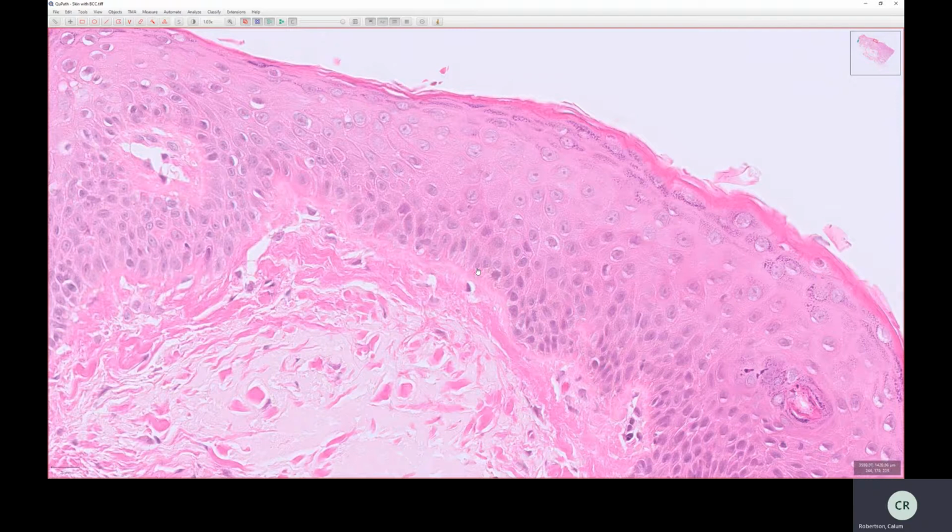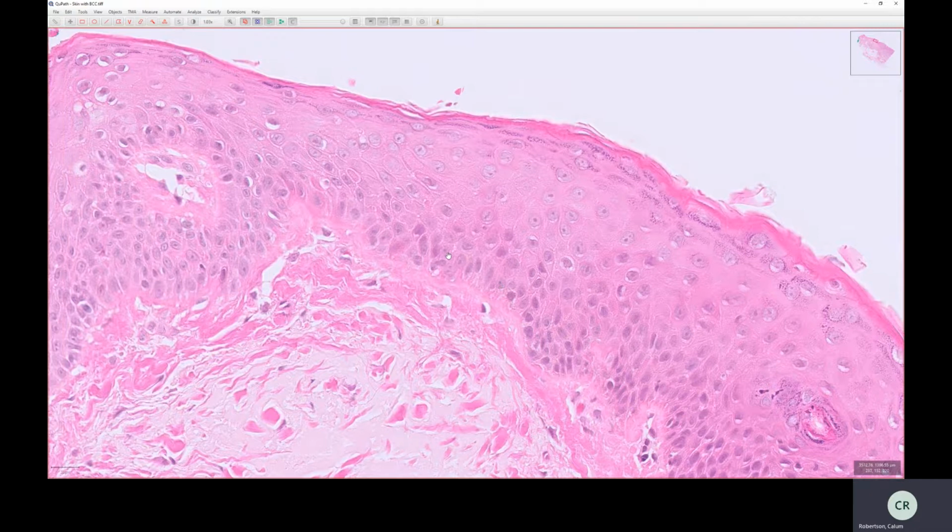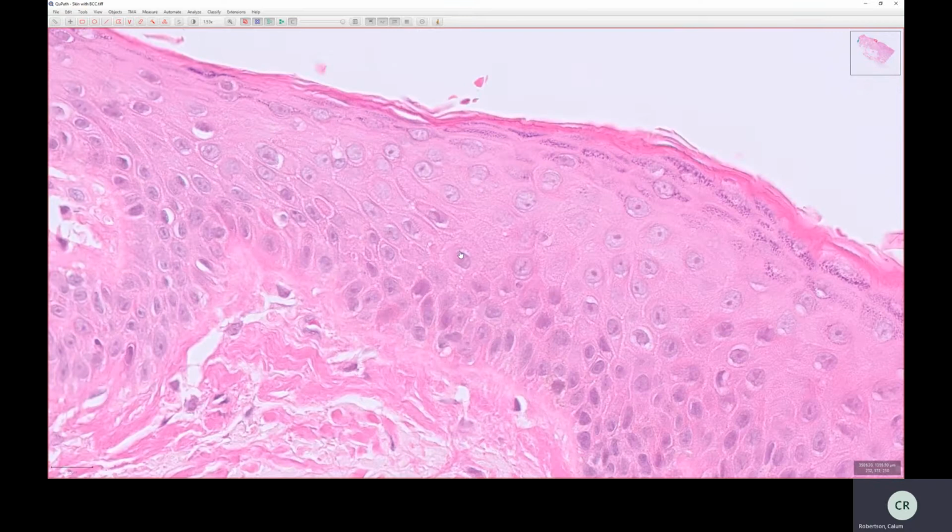So above the stratum basale, there is the stratum spinosum, also known as the prickle cell layer. That's the area from just above the stratum basale, all the way up to the granular layer, which is the next layer up. So it's everything in between here and here.